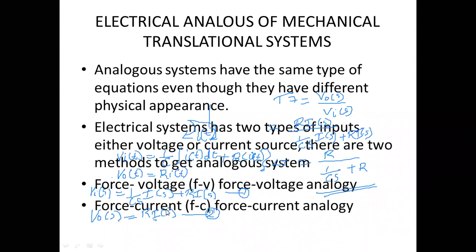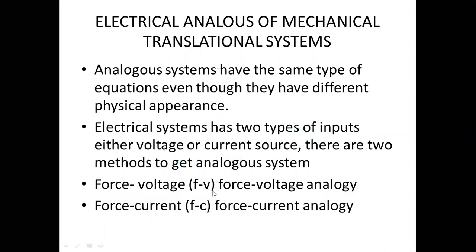Next, we are going to see these analogous systems, the electrical analogues of mechanical translational systems. Already we have discussed these mechanical translational systems. Now we are going to draw their equivalent. Analogous means equivalent electrical system. Similarly, we can convert an electrical system into its mechanical counterpart, as well as a mechanical system into an electrical system.